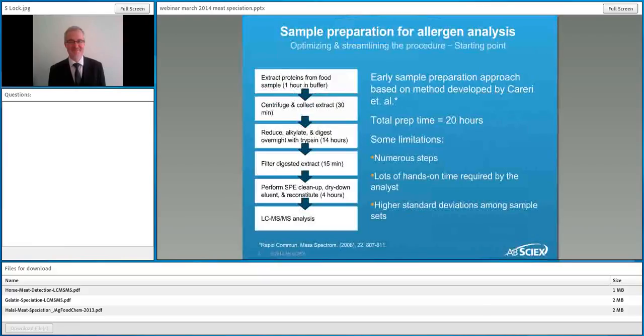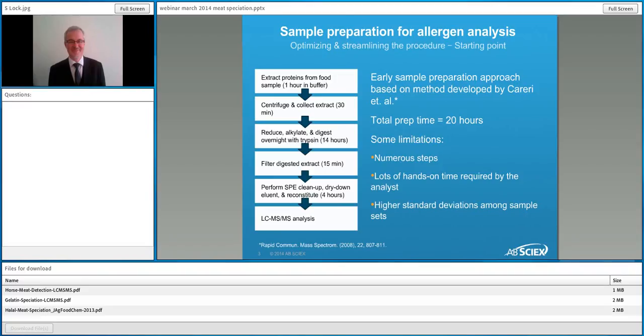So one of the first areas we had to overcome was looking at the sample prep. This slide shows you the traditional sample prep, which we started off with in 2009, which basically went through extraction of your food to get your proteins in solution. You then centrifuge to drop out the solid material to get just your liquid layer containing your proteins. And then you had to reduce, alkylate, and digest the proteins. This is probably the longest step in the whole process of generating the sample ready for LC-MS analysis. In the traditional way, this typically took an overnight digestion after reduction and alkylation.